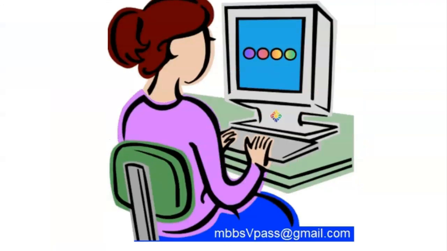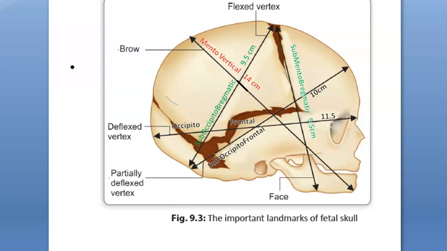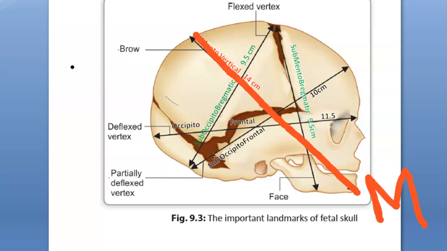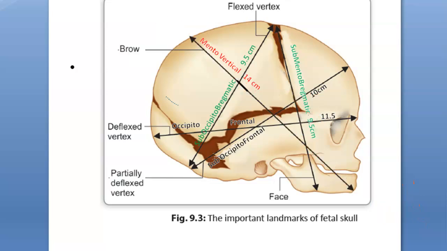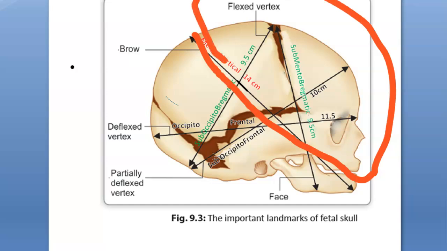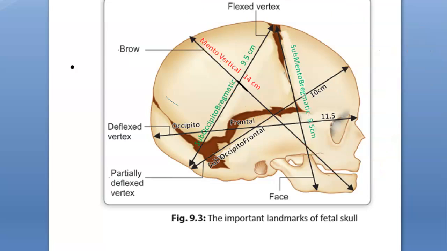Now let's learn the red one. The red one you see here is 14 centimeter, guys, 14. Where is red here? See, this is mentovertical. Mentovertical is 14. What do you think the presenting part will be? Think. Mentovertical, what will the presenting part be? Let's check here.